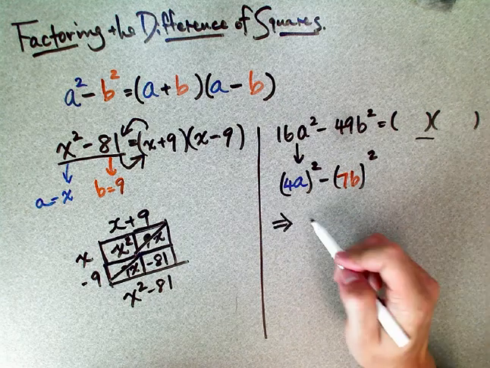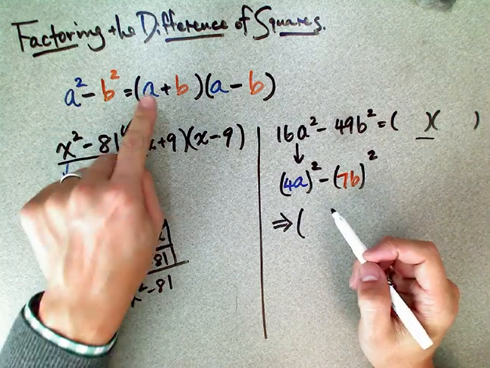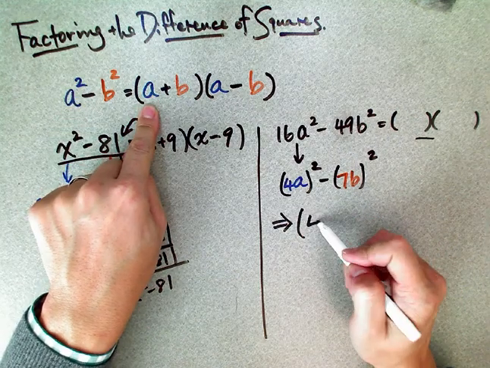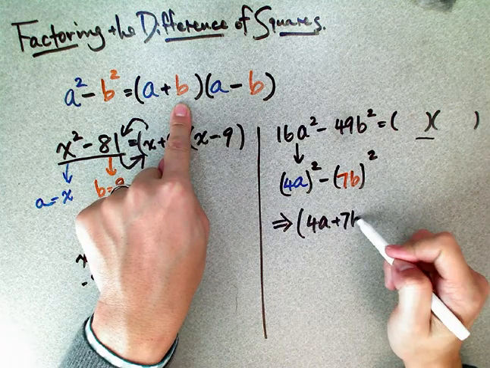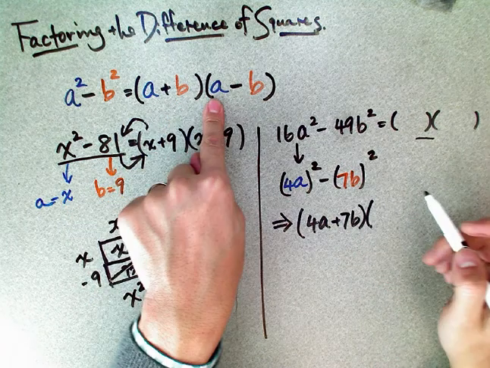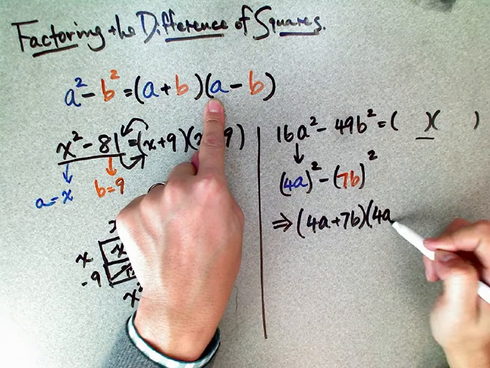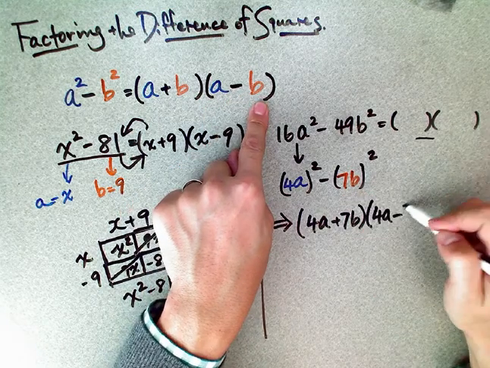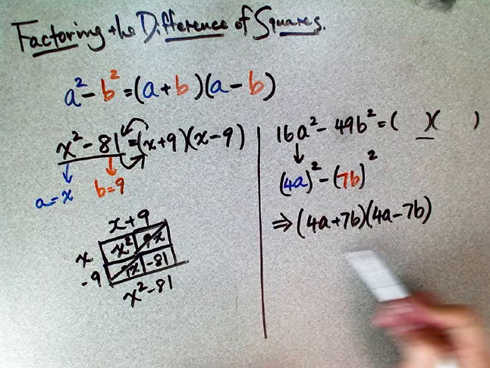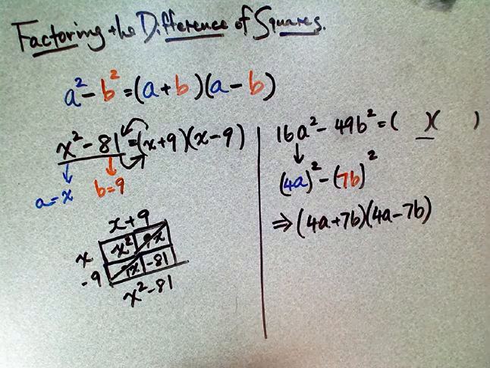So we're going to have a, which is 4a here, plus b, which is 7b, times a minus b, which is 7b. So this process is called factoring.